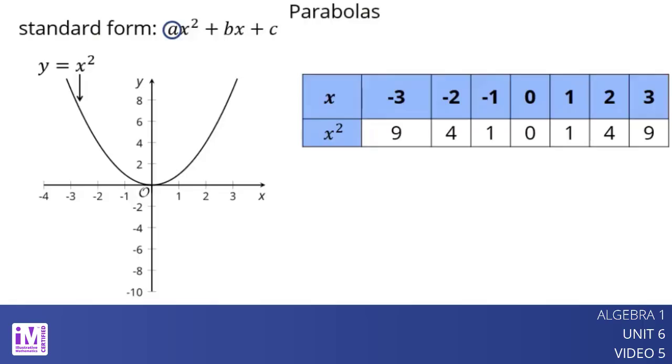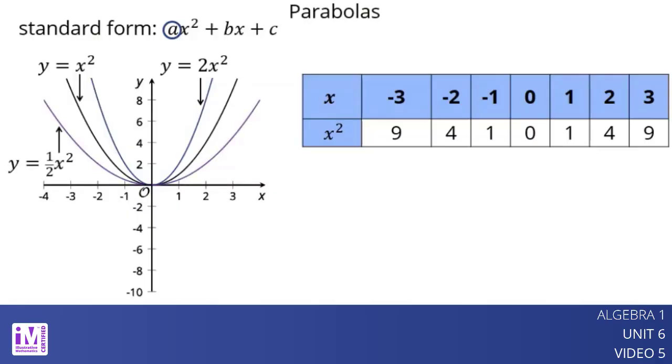Multiplying x squared by a number greater than 1 makes the graph steeper, so the parabola is narrower than that representing x squared. Multiplying x squared by a number less than 1 but greater than 0 makes the graph less steep, so the parabola is wider than that representing x squared. Multiplying x squared by a number less than 0 makes the parabola open downward.